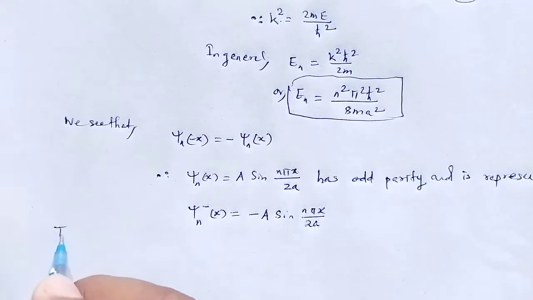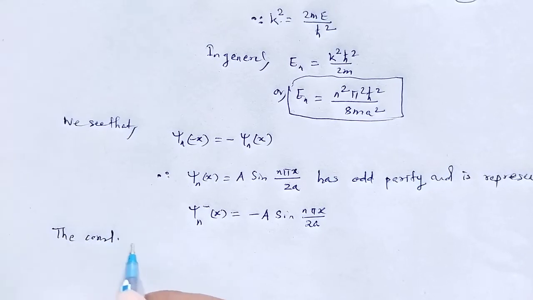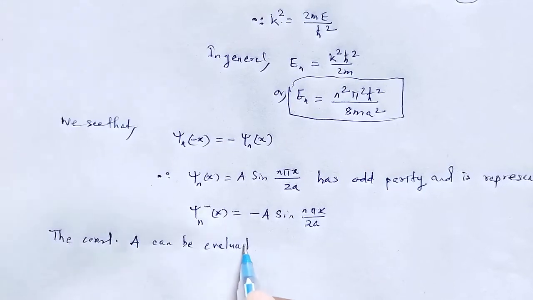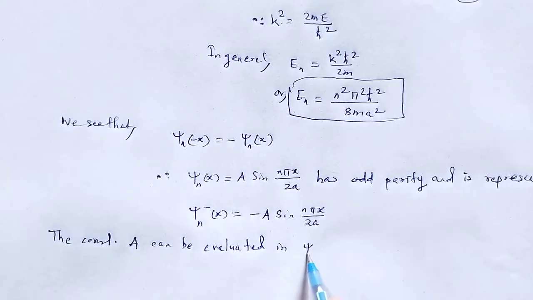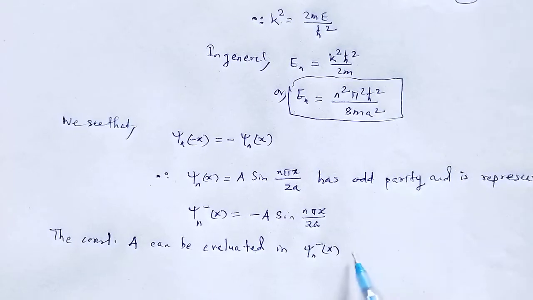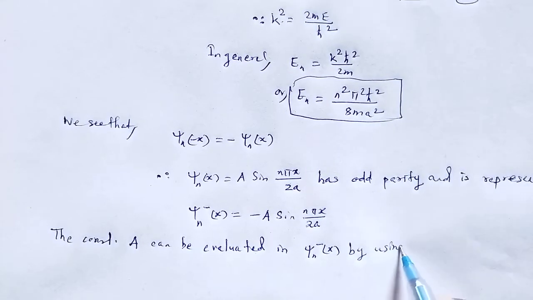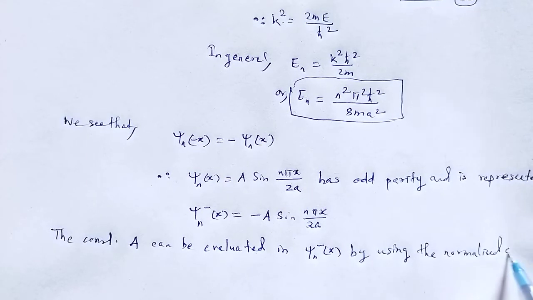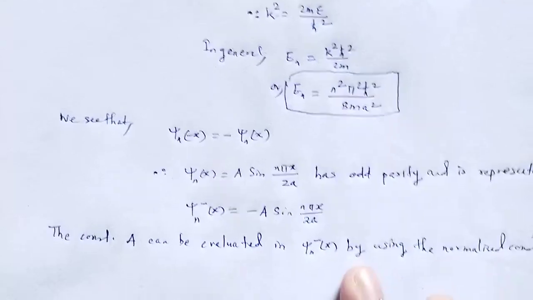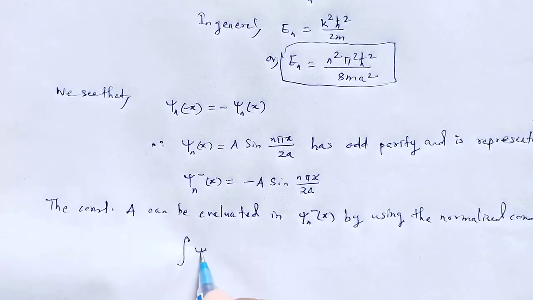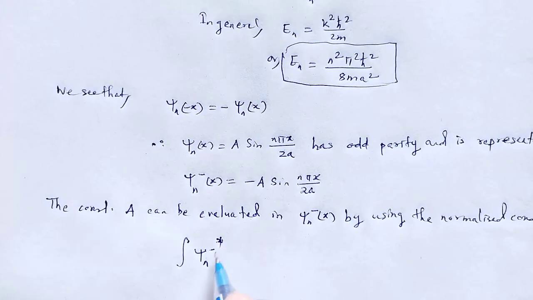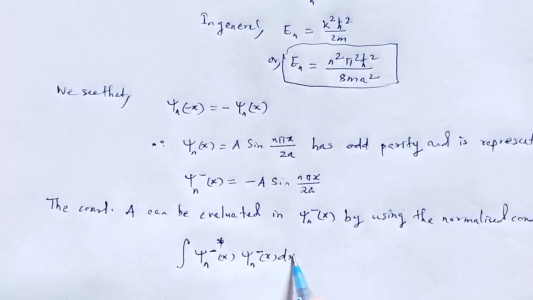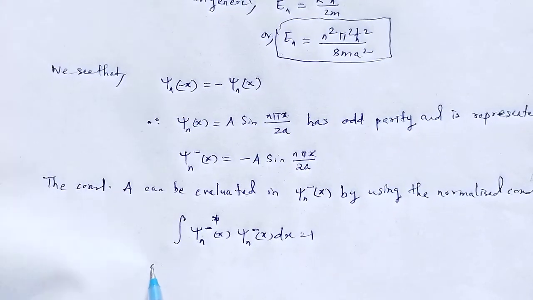Now the constant a can be evaluated by using the normalized condition. That is, what is the normalized condition? Integration over psi n star, that is its conjugate, times psi n dx is equal to 1. That is the normalized condition.